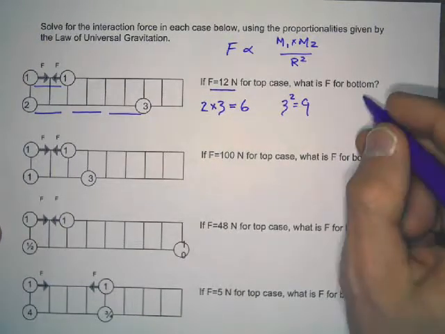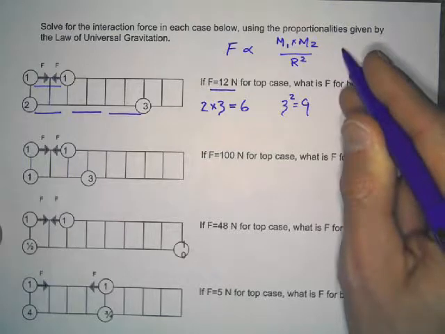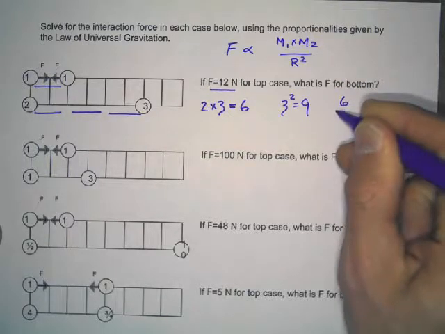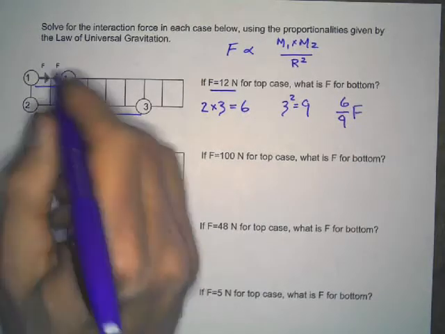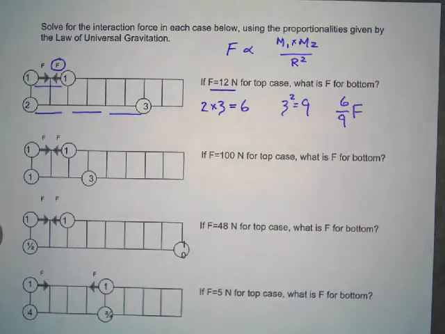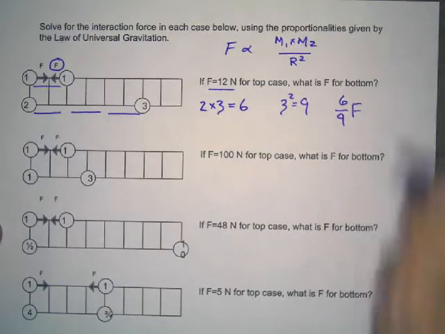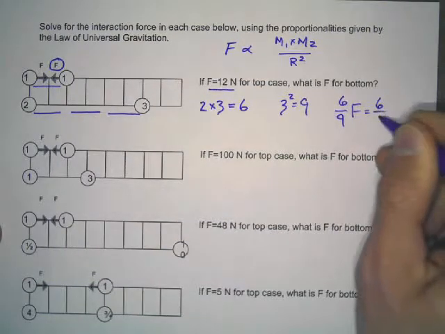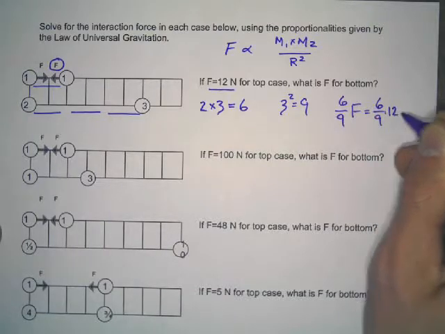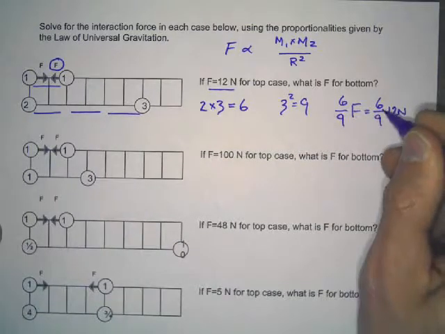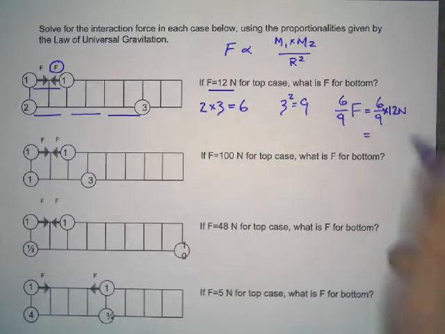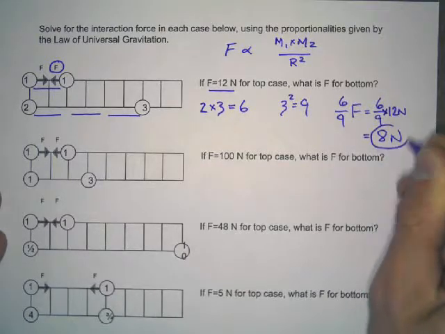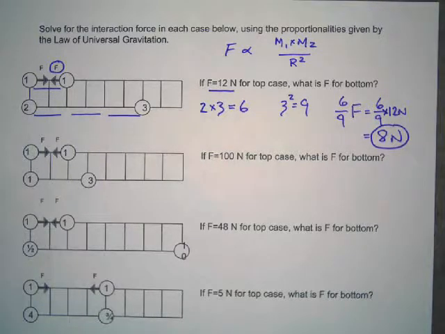And so the force I'm going to end up with here is going to be, according to the law of gravitation, 6/9 times F, where F is one of those forces that we started with. And the difference here is that we know that F is equal to 12 newtons, and so this is equal to 6/9 times 12 newtons. And of course 6/9 is 2/3, and 2/3 of 12 would be 8 newtons. And that's the answer. Okay.